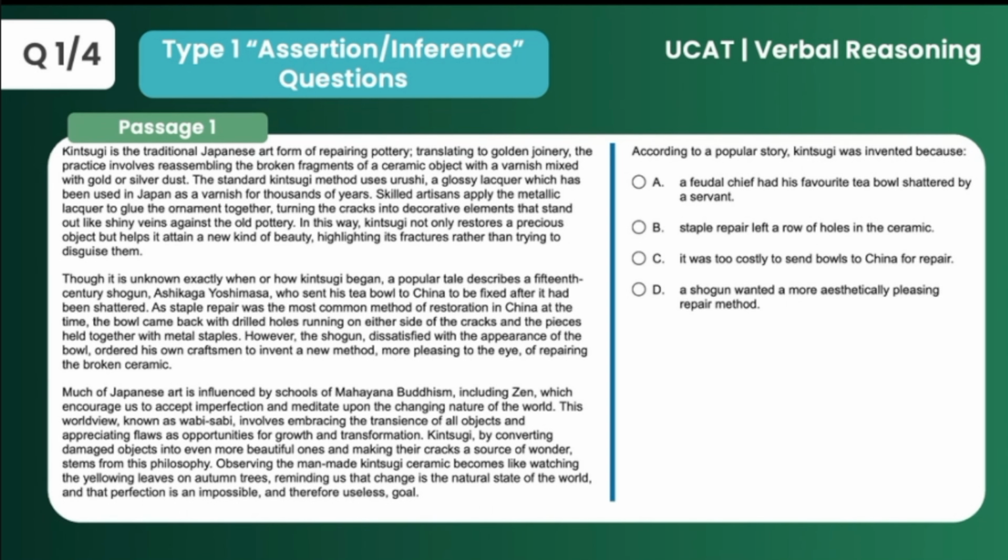Great. So, right. When we look at the answers and the polls, let's have a look. So it seems to be broken between B and D. According to a popular story, kintsugi was invented because anyone who's brave enough for B or D, do you want to explain it? I'll give it a couple seconds if anyone is brave enough to try and explain B or D. If not, we can just go through it together.